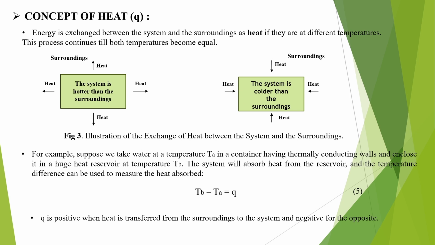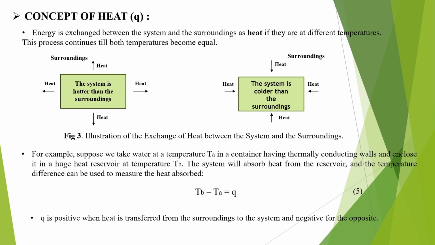So here is a schematic diagram. If you see, the system is hotter than the surroundings here. So the temperature of the system is higher than the surroundings, so heat will go from system to surroundings. The system will lose heat here, so Q is negative. And here the system is colder than the surroundings, so the system will gain heat from the surroundings. Heat, which you denote by Q, is here positive. So when the system gains heat, Q is positive, that is a convention. When the system loses heat, Q is negative, this is also a convention.